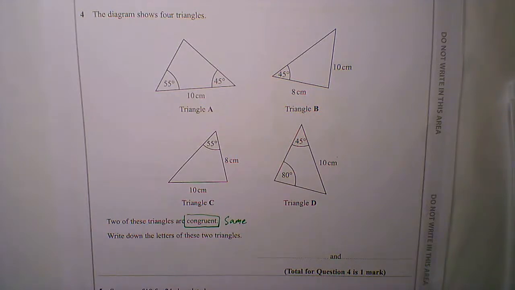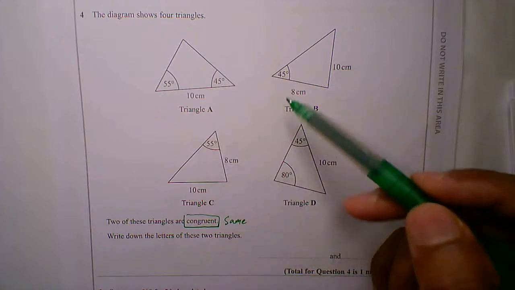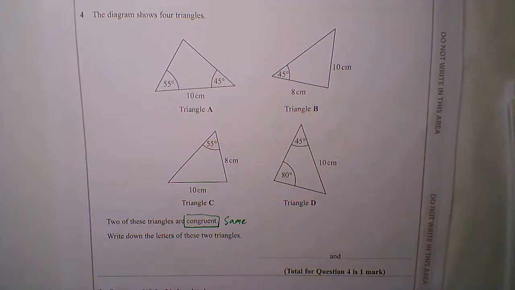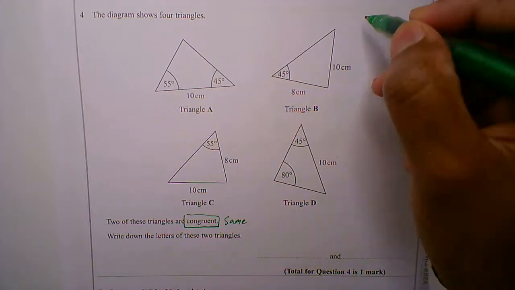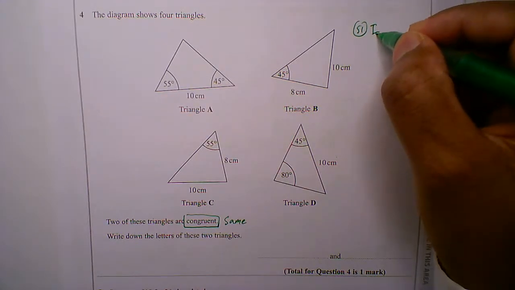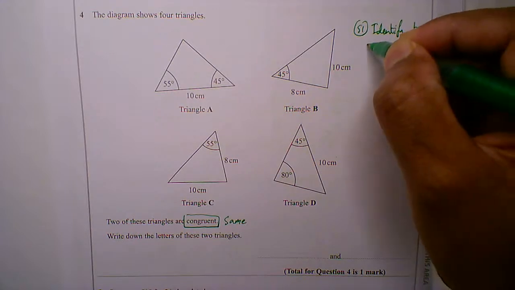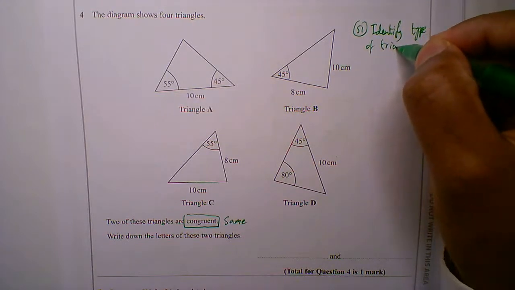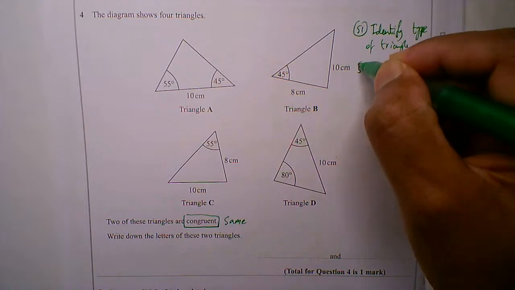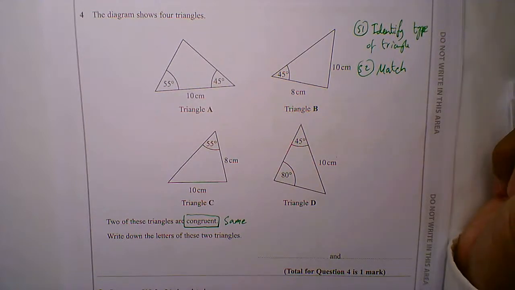So first of all, I need to think about congruence. So before I do that, I need to look at these triangles and see what I can identify. So step 1 is identify the type of triangle. And then step 2, I can match them, which is what congruence is.